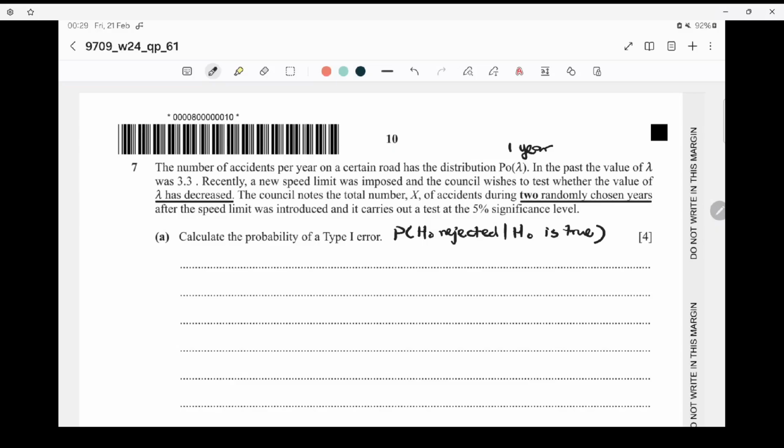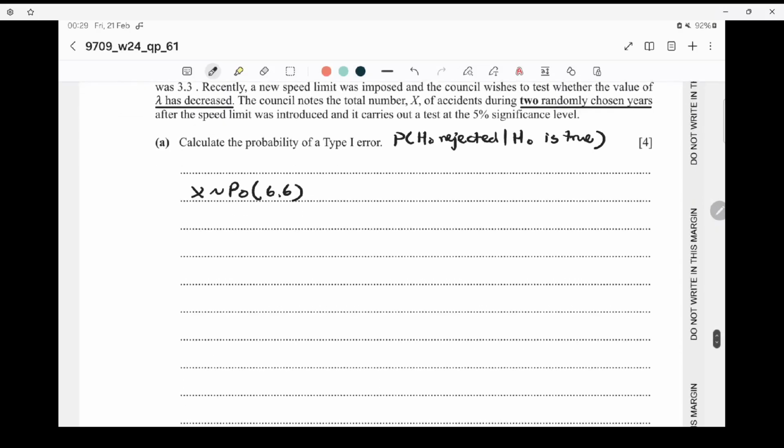So then let's test it out. For 2 years, your Poisson distribution will be 2 times 3.3, which is 6.6. Alright. So you need to test the values one by one so that you can identify the critical region.